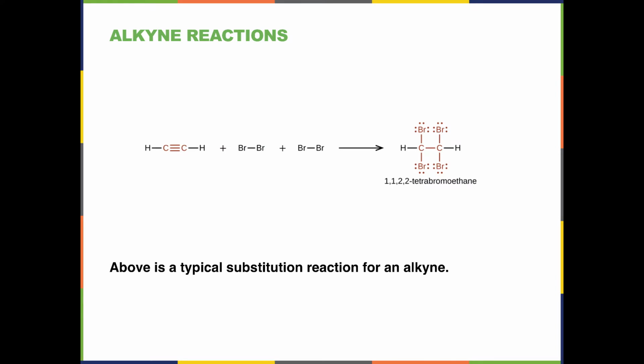Now, you can also have substitution reactions with the alkynes, and in this case, you can see that you take 2 bromine molecules, add it to alkyne, you end up with 1,1,2,2-tetrabromoethane.